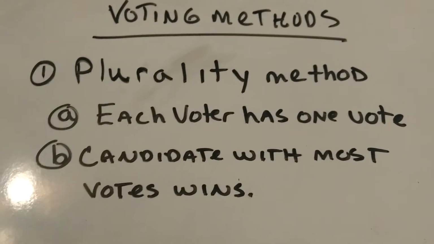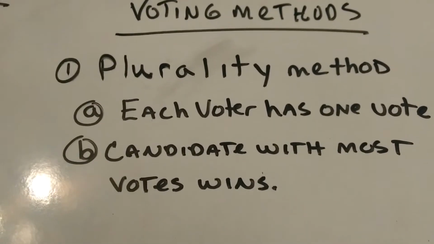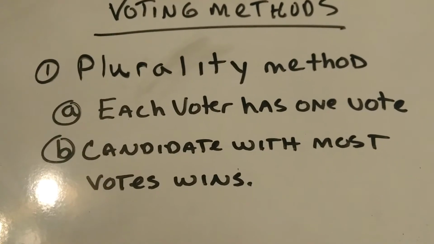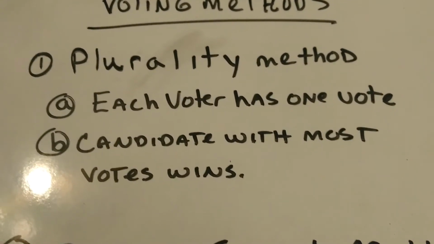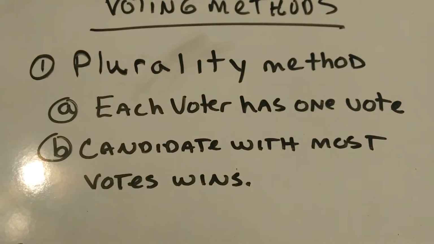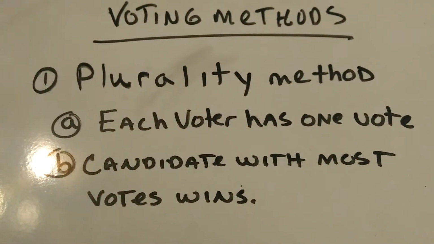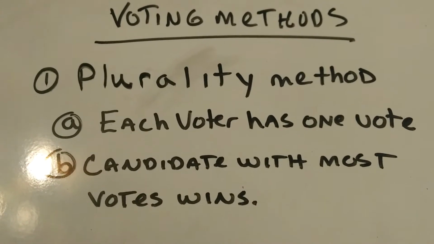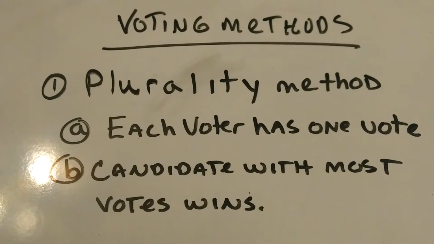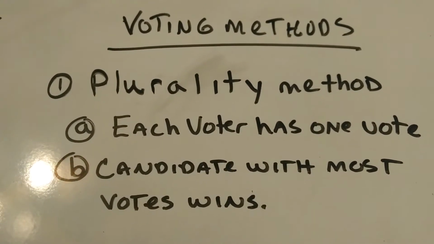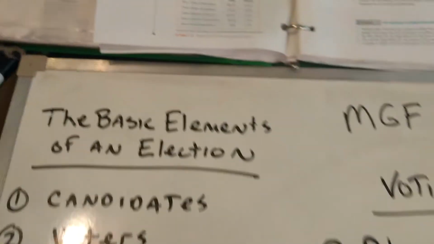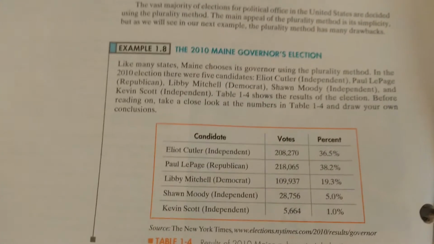Now, there are some problems with the plurality method, because say you have 4 or 5 candidates, and say none of the candidates get the majority of the votes. What that means is that a candidate could get elected with less than a majority of the people voting for him. As an example of this, let's look at this problem.